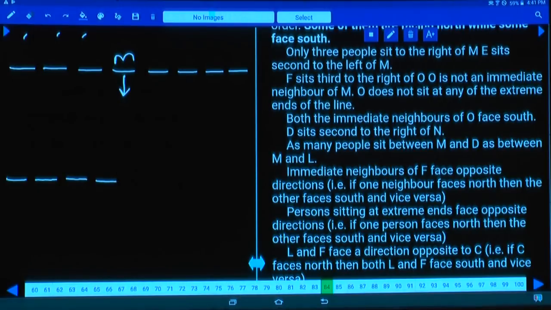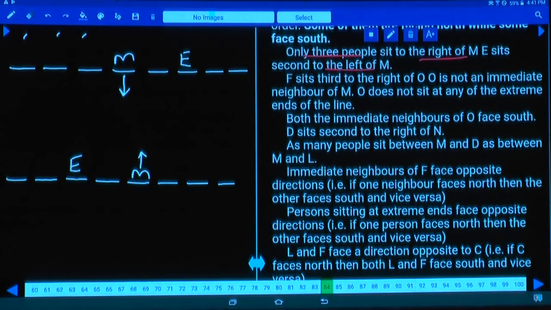1, 2, 3, 4, 5, 6, 7, 8. Now M is here and M is facing towards north. Only 3 people sit to the right of M, isn't it? E sits second to the left of M. Now in case 1, E sits second to the left of M, E will be here. And in case 2, E must be here.